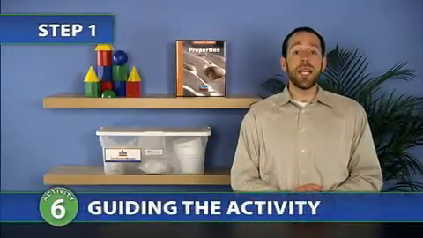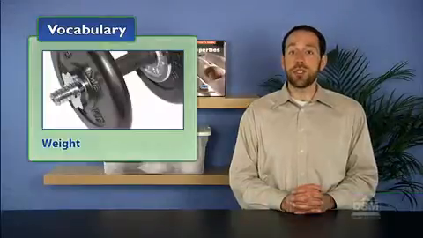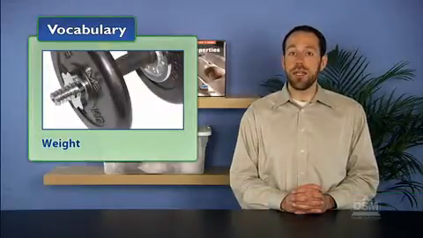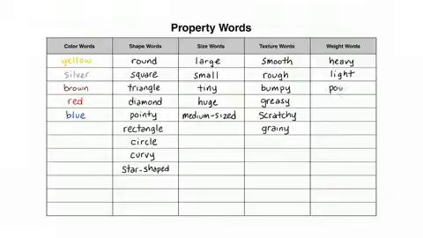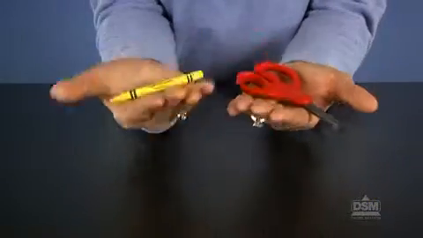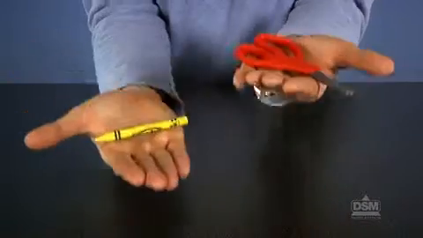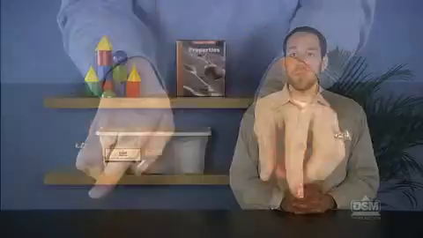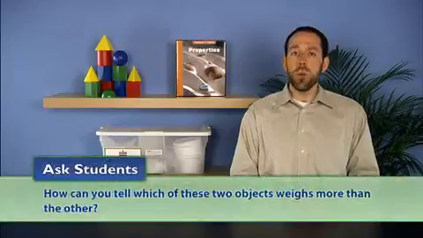To begin the activity, introduce the word weight as a measure of how heavy an object is. Then, review the weight words on the property words chart and ask students, what are some other words that tell us about weight? Students may mention words such as pounds, tons, heavy, and light. Hold up a pair of scissors and a crayon and ask students if they think the scissors or crayon is heavier. Make sure to tally and record responses and then ask, how can we tell which of these two objects weighs more than the other?